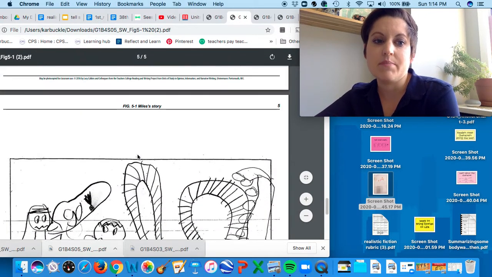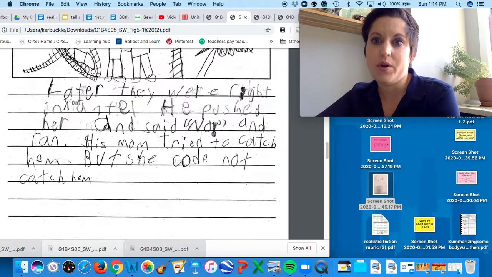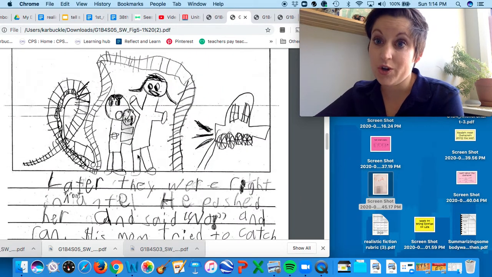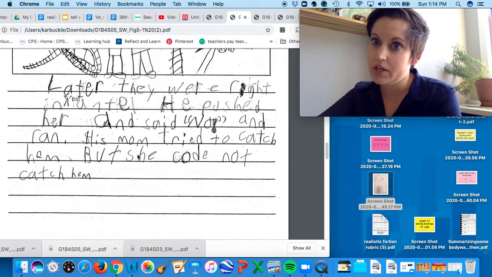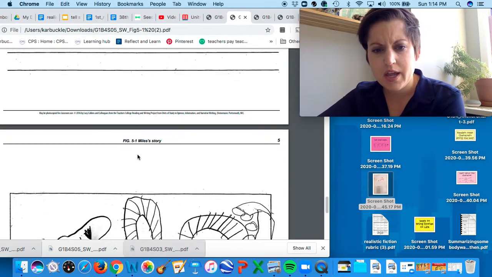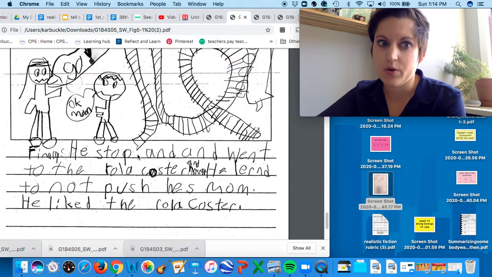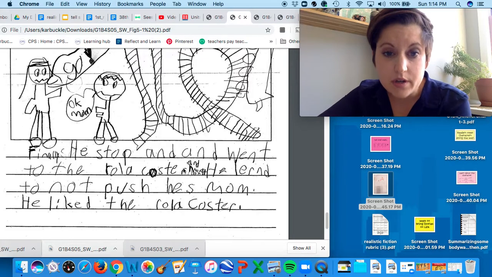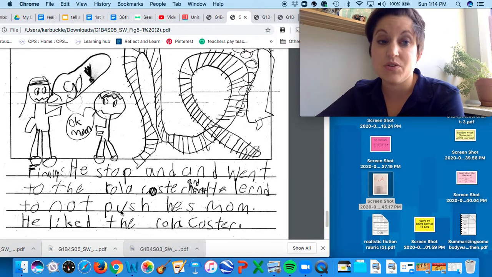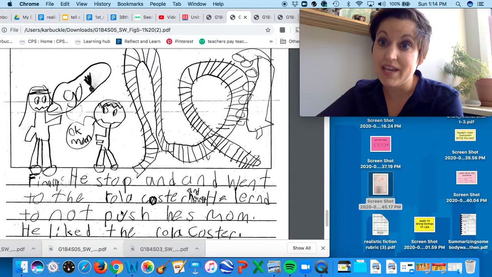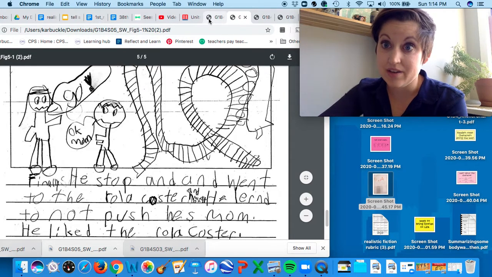Now this story was about a boy who wanted to go on this roller coaster, but he couldn't. His mom didn't let him because he wasn't tall enough. And then the boy ended up pushing his mom because he was so angry. And so this was how he ended his story. He said, finally, he stopped and went to the roller coaster. And he learned to not push his mom. He liked the roller coaster. So again, ending with a lesson of, I should not do that, which you should not do.